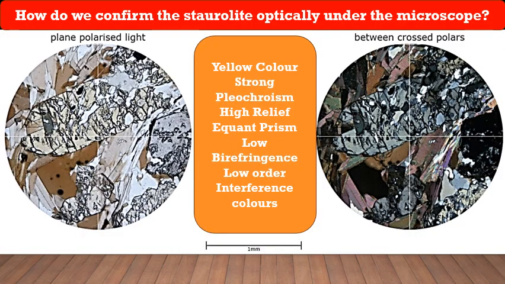Staurolite is a metamorphic mineral. We can confirm staurolite optically under the microscope by its distinct yellow color and a strong pleochroism. It will show a golden yellow color on rotating the stage, and it will have higher relief under plane polarized light and low birefringence. Once we cross the polars, it will show low order interference colors, either gray or yellow. These are the properties through which we can confirm staurolite optically under the microscope.